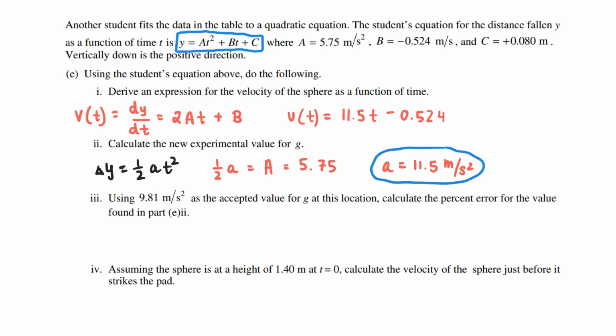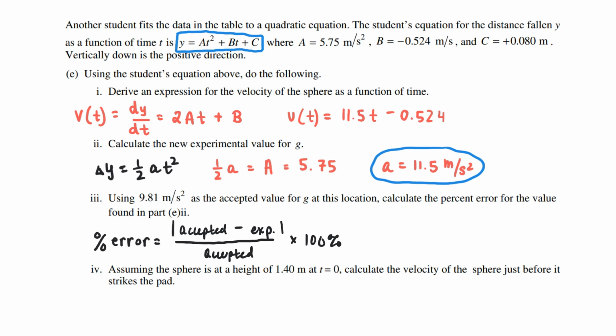In part E3, using 9.81 as the accepted value for G, calculate the percent error for the value found in part E2. And so hopefully you're familiar with percent error calculations. The way that we find that percent error, I'll write the equation here, is the percent error is equal to, in the numerator, the accepted value minus the experimental value. And whether we have that as positive or negative is not so important, so I put the absolute value bars there. And in the denominator, we divide by the accepted value. So in the event that there is a known accepted value and an experimental value, this is how you would calculate the percent error. Of course, at the end we would need to multiply by 100 in order to make the value we get a percentage.